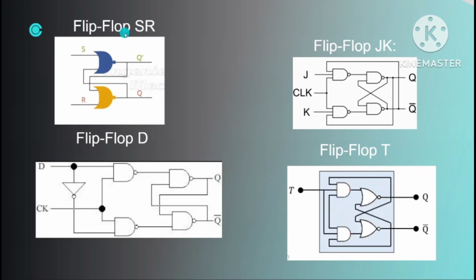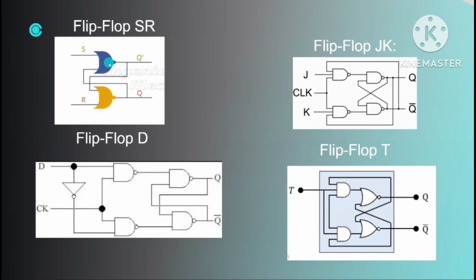The first is the flip-flop SR. It's the most basic and is made up of two interconnected NOR or NAND gates, which allows one bit of information to be stored. It has two main inputs, S is set and R is reset, and two outputs, Q and its complement, Q negate.